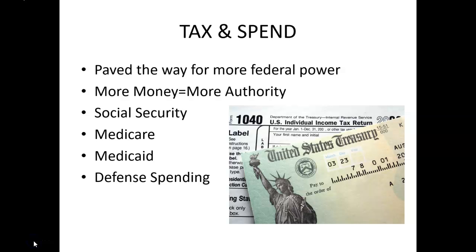Ultimately, more money means more power, and the ability to tax and spend allowed for the federal government to pave the way for more federal power. This money created more authority. And so when we think of certain programs that have been instituted by the federal government, we think of Social Security, Medicare, Medicaid, and defense spending. Again, a lot of people think that the tax money that is used for these programs is beneficial. They help individuals feel more secure. It's a safety net. At the same time, they feel protected. Others just see money coming out of their paychecks, and they feel pretty resentful for that.